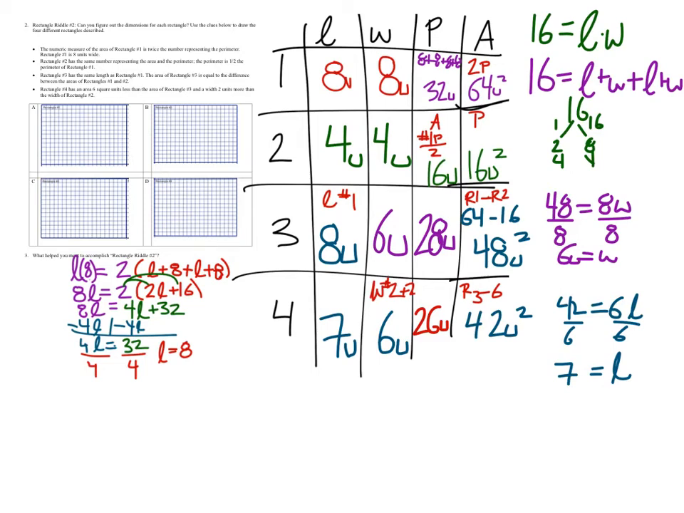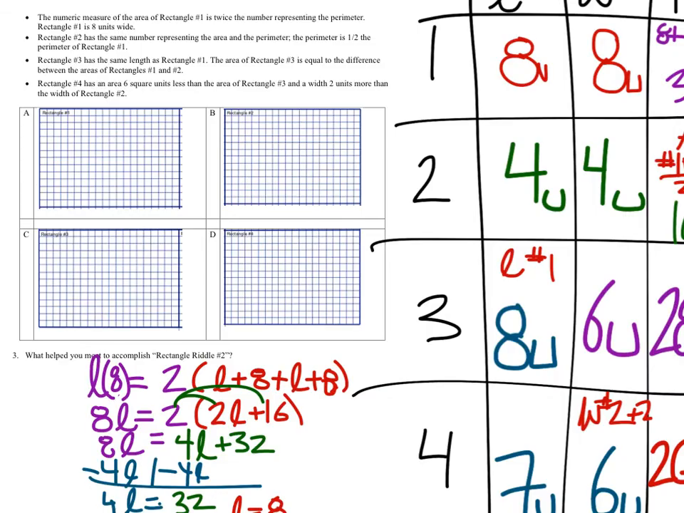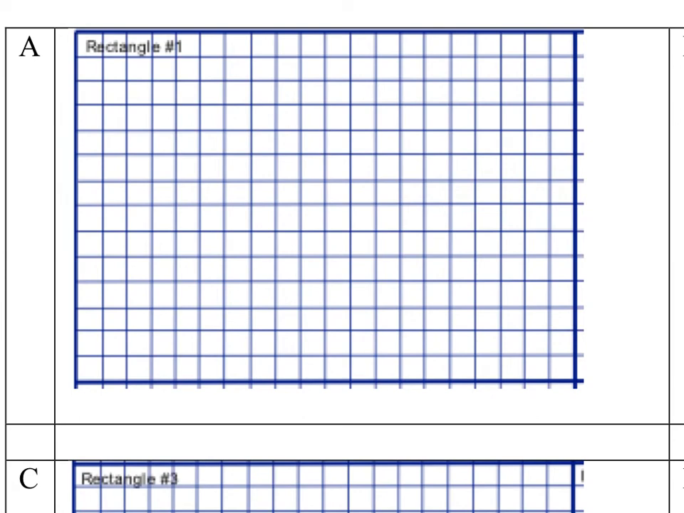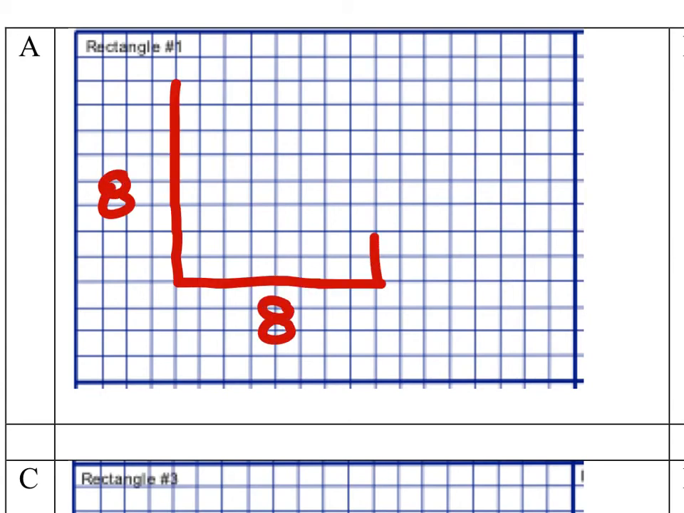All right, now that we have the lengths and widths, we are ready to graph these. We are ready to start drawing our rectangles. So rectangle 1 up here in the top left is an 8 by 8. So let's go ahead and put that in. So 1, 2, 3, 4, 1, 2, 3, 4. I think I went too far. Alright, so this is 8 by 8, and we'll just finish this off to make our square. 8 by 8 for rectangle number 1.